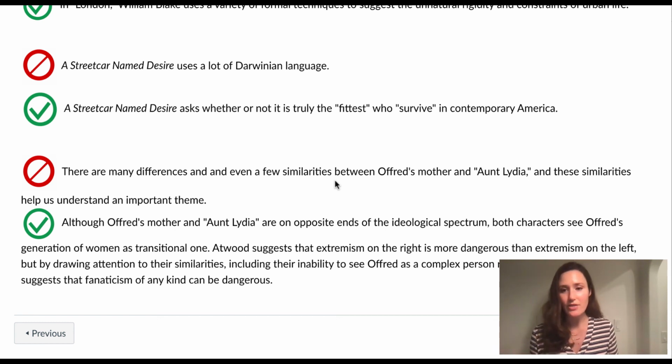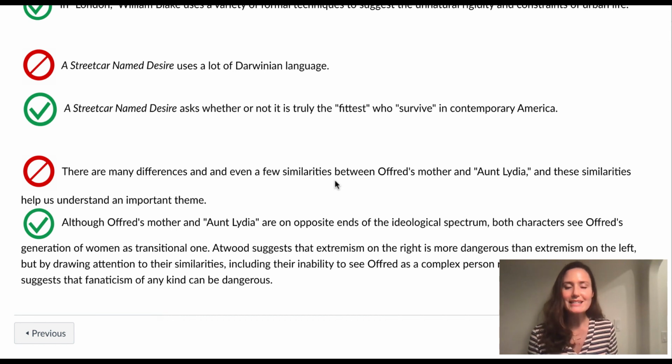So not a perfect thesis statement. It could be cleaned up and made a little bit more concise, but I do like how this thesis statement is much more specific than the original thesis statement, right? It tells me what their similarities and differences are, and it also tells me what this theme is, and it also tells me how the similarities and differences help me to see the theme in a new way, right? Help teach the reader something new about fanaticism of some kind.